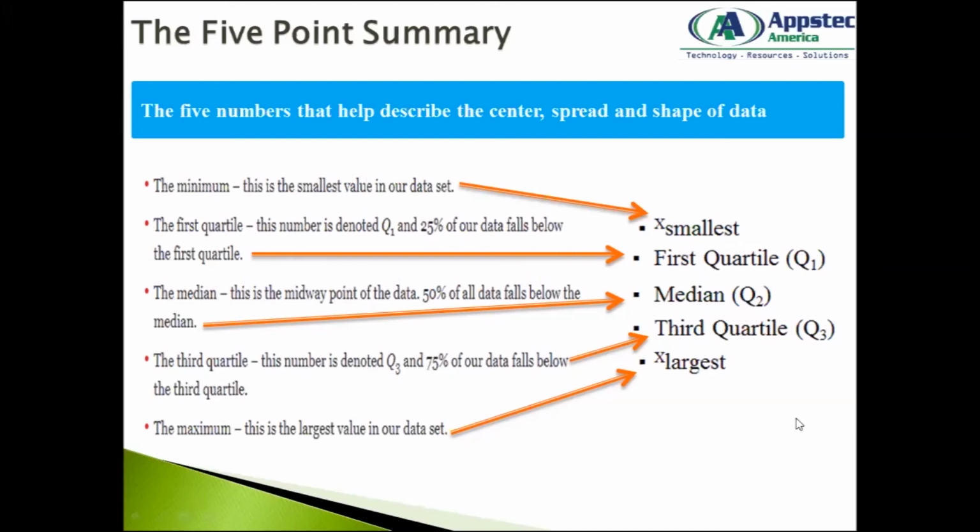It could tell you about the distribution of your data. If you look at your smallest and your largest, and then you look at where the median stands, you could tell if your data is normally distributed.